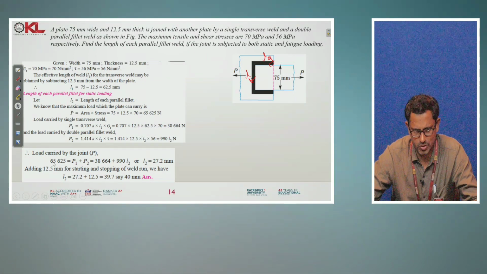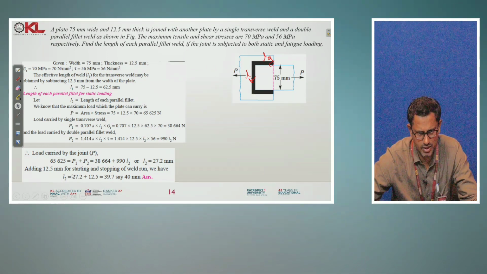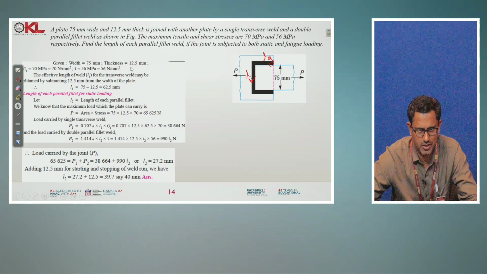So that P1 plus P2 value will be around 65,625. From that equation you will get the L2 value as 27.2 mm. Since it is L2, it has already taken the width. So the final L2 value will be 27.2 plus the thickness 12.5 mm. So 27.2 plus 12.5 is equal to 39.7. We will round it to 40 mm. So 40 mm is the length of each parallel fillet for static loading conditions.